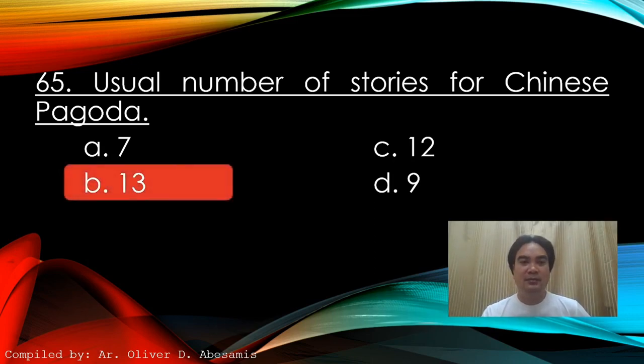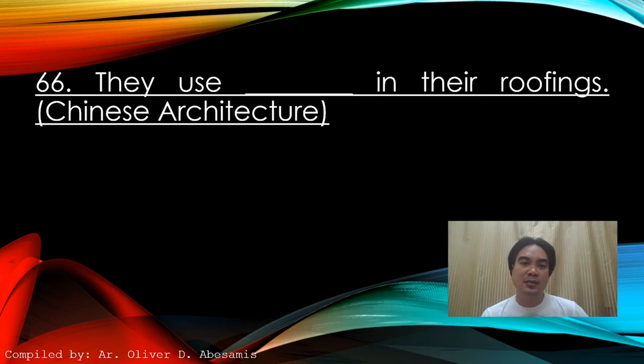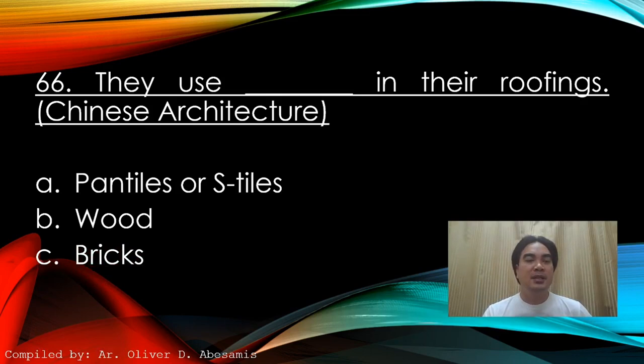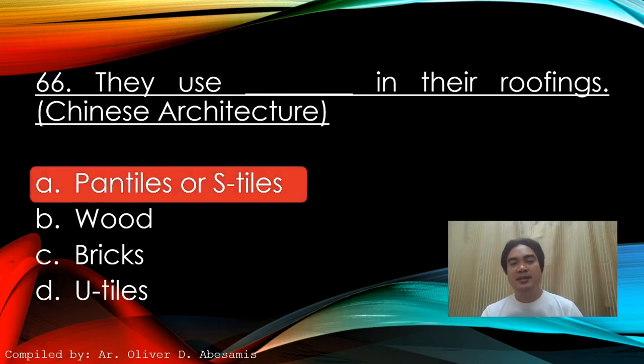66. They used blank in their roofings. We're talking about Chinese architecture. A. Pan tiles or S tiles. B. Wood. C. Bricks. D. U style. Answer. A. Pan tiles or S tiles.